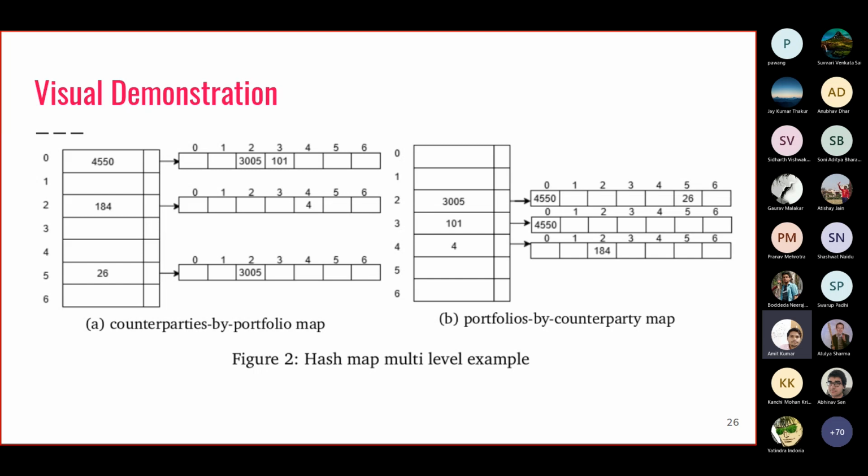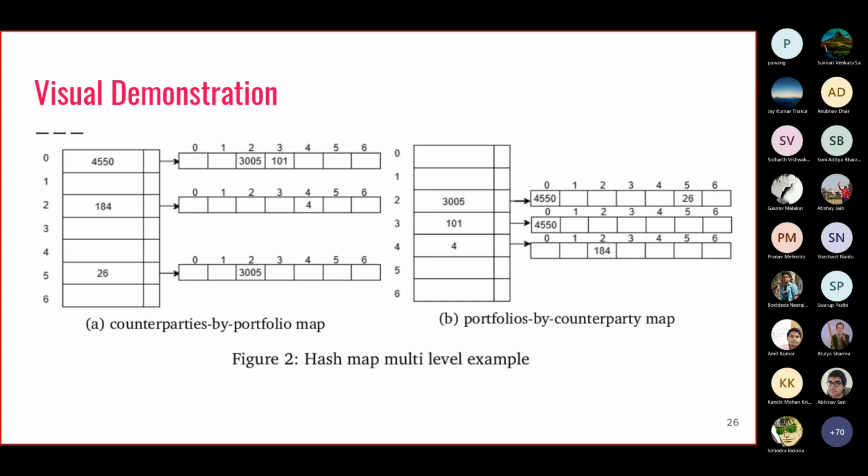Sir, what will happen if we have a collision in the second hash map? Like here in the first row, there are entries 3005 and 101. What will happen if we have an entry whose modulo 7 is 3, like 101? Actually, in this problem, we are considering that the combination of the portfolio and the counter ID, or the modulo combination of that, should be unique. So there will be no such collision, as you were saying.